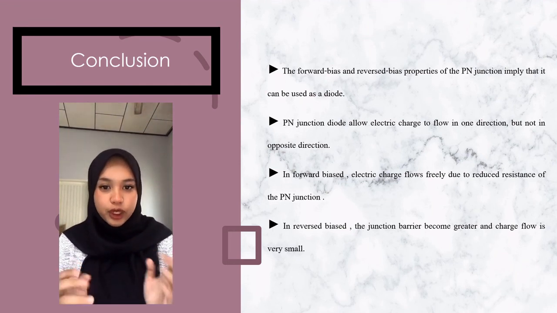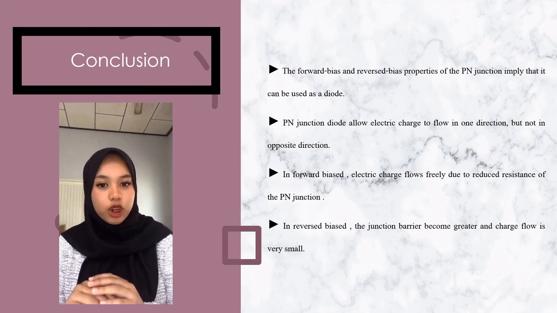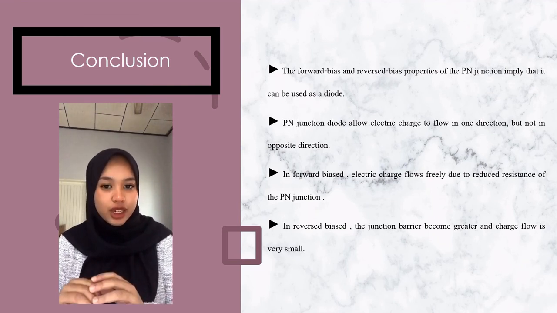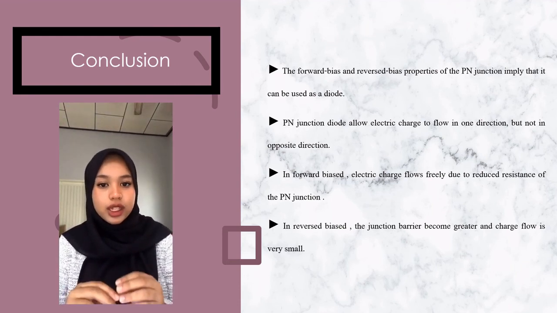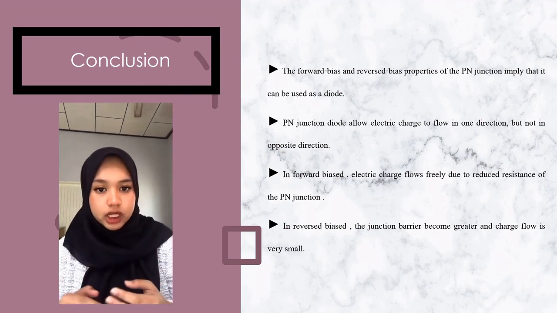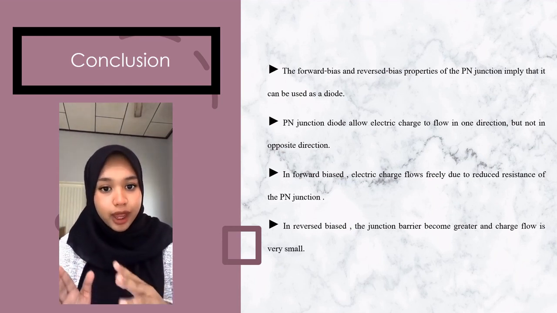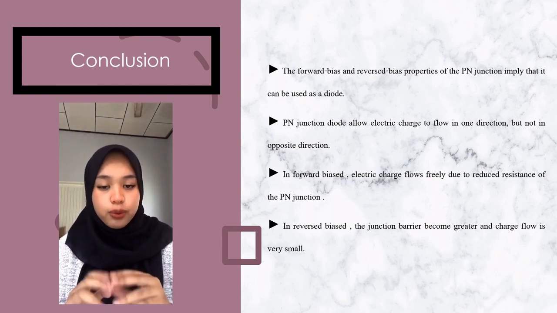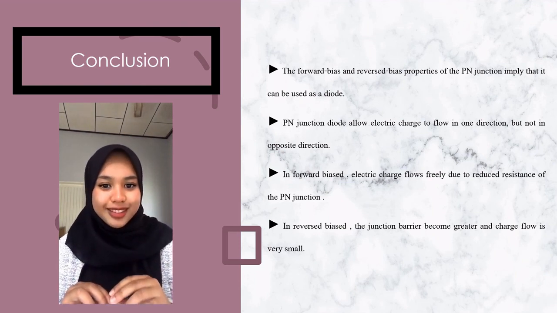So now we are at the conclusion of the presentation. The conclusion is that the forward bias and reverse bias properties of the p-n junction imply that it can be used as a diode. Next, p-n junction diodes allow electric charge to flow in one direction, but not in the opposite direction. This happens because electric charge can easily flow through the junction from N to P, but not from P to N, and the reverse is true but only for holes.